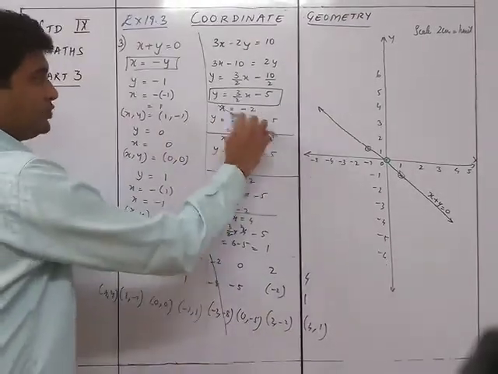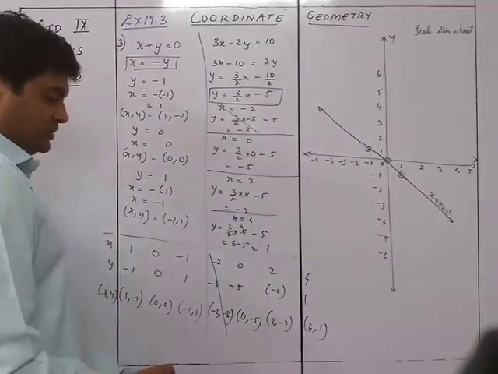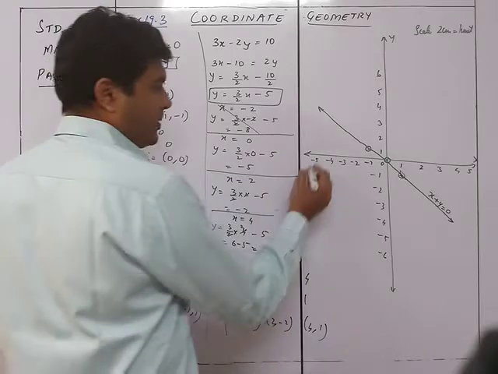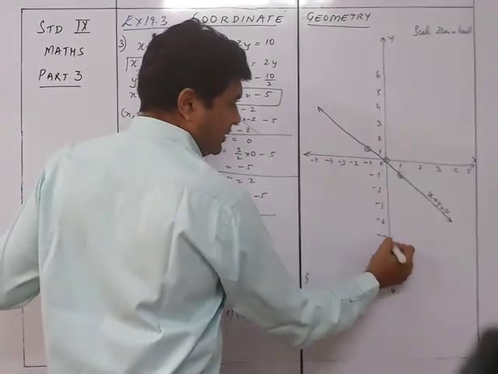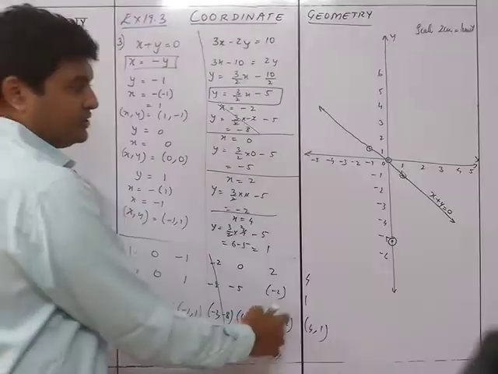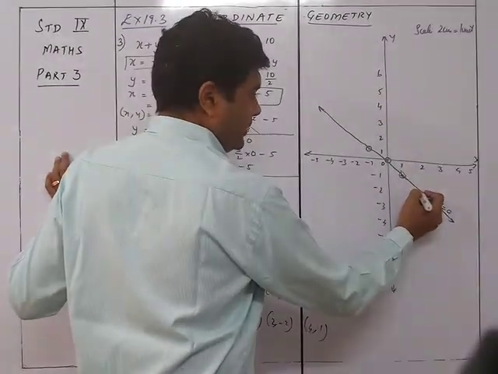So I think we can cancel this part. We don't require this, and we plot these 3 points. So 0 comma minus 5 will be over here. Sorry, here. The second is 2 comma minus 2. So 2 comma minus 2 is going to be over here.